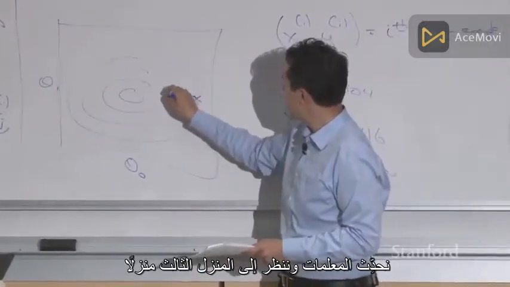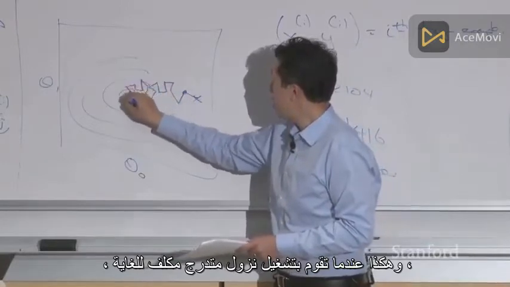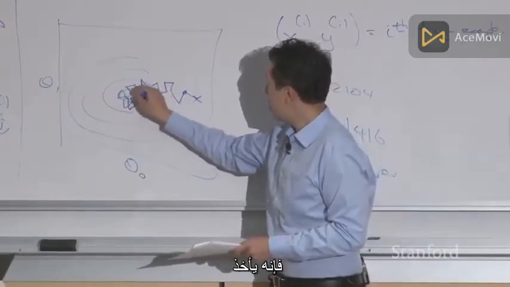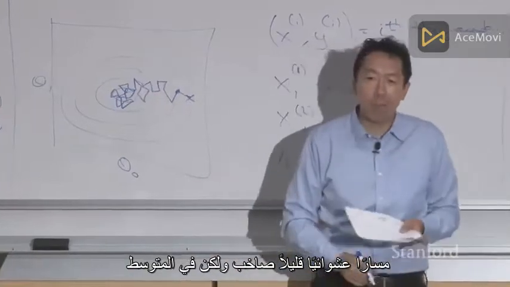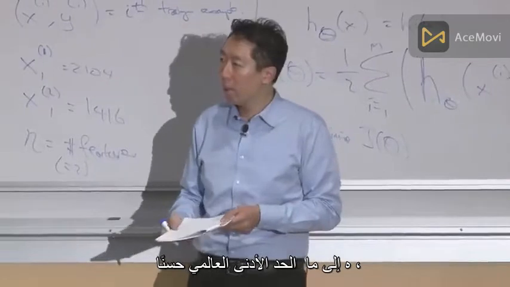And you look at the third house, fourth house. Right? And so as you run stochastic gradient descent, it takes a slightly noisy, slightly random path, but on average is headed toward the global minimum.